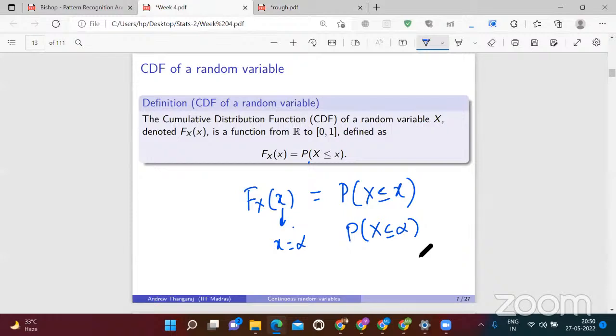For example, if you are having a discrete case, like the dice, if you have thrown a dice, the probability of getting 1, 2, 3, 4, 5, 6, everything is 1/6, right?